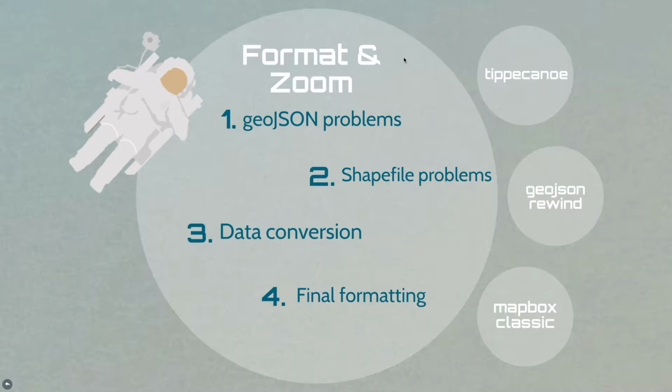Okay, so you got problems, I got problems. We got the GeoJSON problems, we got the shapefile problems, we got data conversion problems, we got finally formatting it and just getting it just right problems. And we got tools to help us. We have some Mapbox Classic stuff we're going to talk about next time. We've got this thing called GeoJSON Rewind. We got Tippecanoe. That sounds weird. We got a lot of different stuff going on.